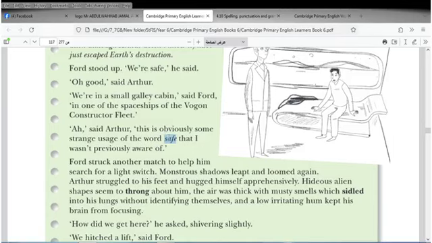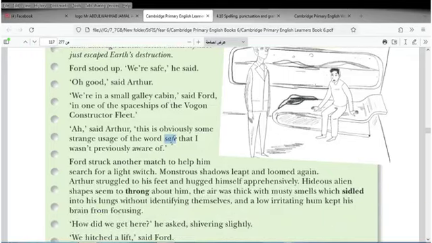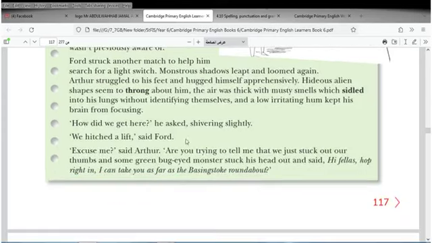Arthur said, "This is obviously some strange usage of the word safe." So which safe are you talking about? The earth is destroyed, and yet you are saying that we are safe. It's like commenting or making fun of this word. Then we have another italic, which is here.